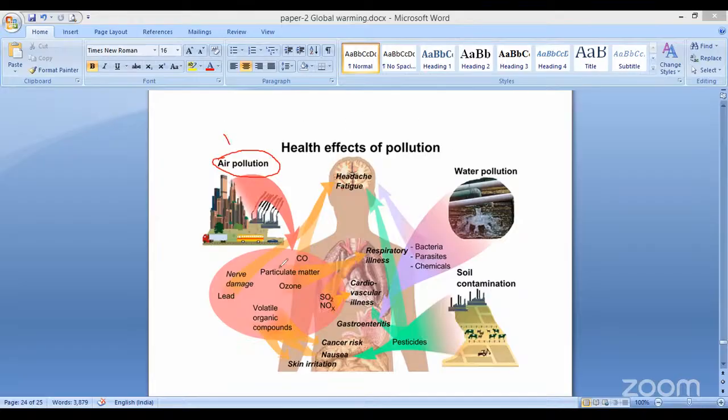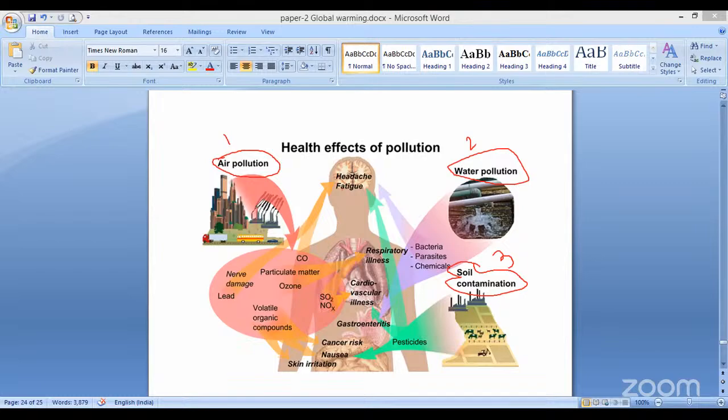This is the first one. And the second one is water pollution. And the third one is soil contamination. Soil contamination, how will it affect us? First one is air pollution.